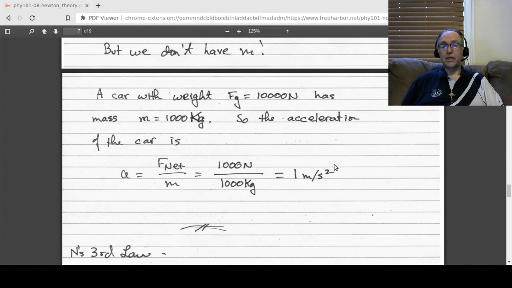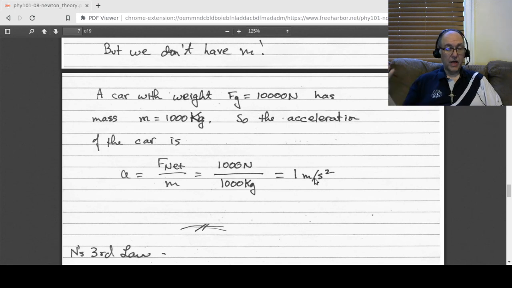Like a car can easily accelerate at 1 meter per second squared. What if I'd gotten 100 meters per second squared? Well, that would be 10G. And cars don't do that. That would be like a rocket ship or something. So you've got an idea that 1 meter per second squared kind of makes sense. And I set up the numbers, of course, for them to make sense. All right. So great. We've done the first law.